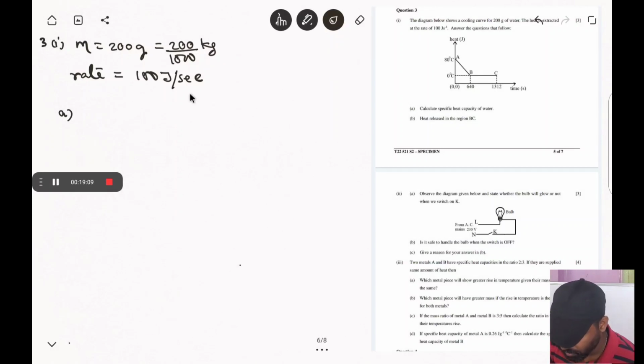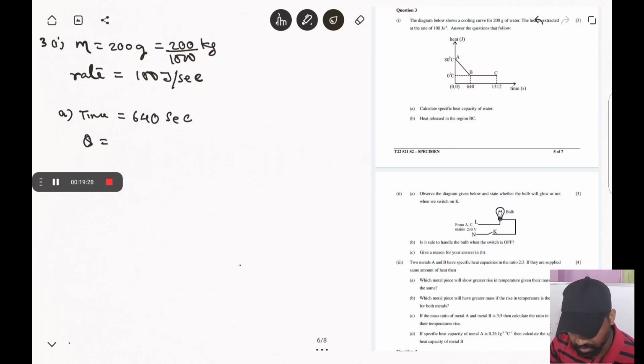Now, look at the first portion. The x-axis is your time, okay? The y-axis is temperature. For the first 640 seconds, just look. Time, I'm taking as 640 seconds. What will be heat? 100 joule per second. So it will be 100 into 640.